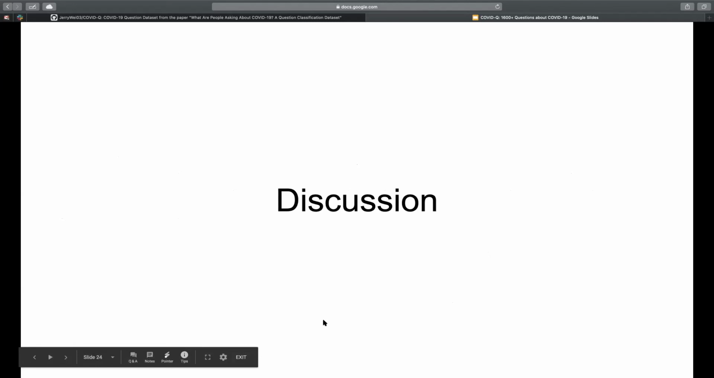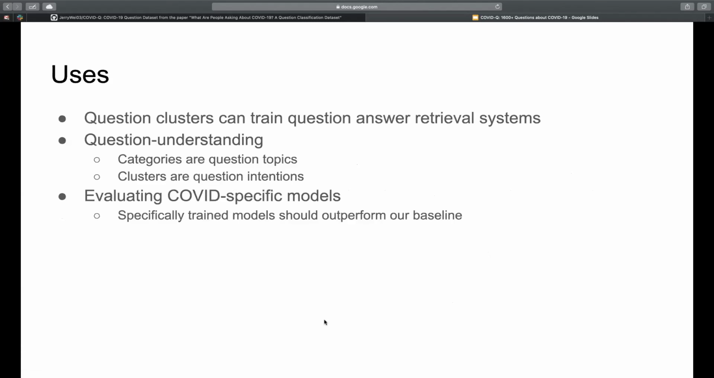So moving on to the discussion. The primary use for COVID-Q is that the question clusters can train question answer retrieval systems. And this is a system that, given a question, will look in an existing database to find a question that asks the same thing and will return that corresponding question's answer.